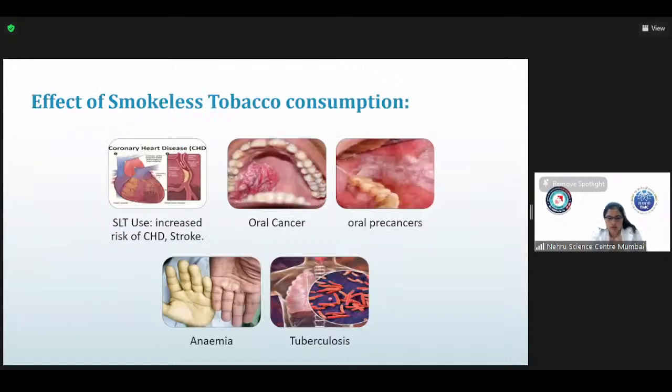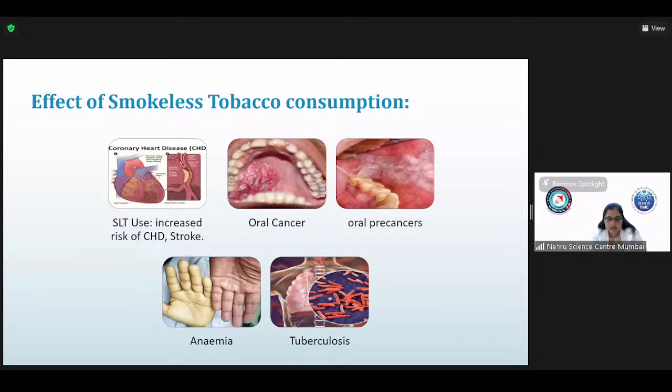Smokeless tobacco, which is a gateway drug, increases the risk of coronary heart disease, that is a heart attack, and stroke, that is a paralysis of various limbs. It can again result in poor oral hygiene, cavities, gingivitis, oral precancerous lesions, which are observed as white and red patches, difficulty in opening of the mouth, which is called submucous fibrosis, ulcer, and growth over a period of time.